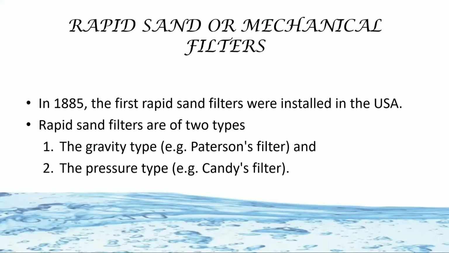rapid sand filter or mechanical filter. The word itself suggests rapid, meaning fast. And sand is used as the filtration media, and mechanical filter means we do the filtration with the help of some machines. In 1885, the first rapid sand filters were installed. There are two types of rapid sand filter: the gravity type, for example Paterson filter, and the pressure type, for example Candy filter.